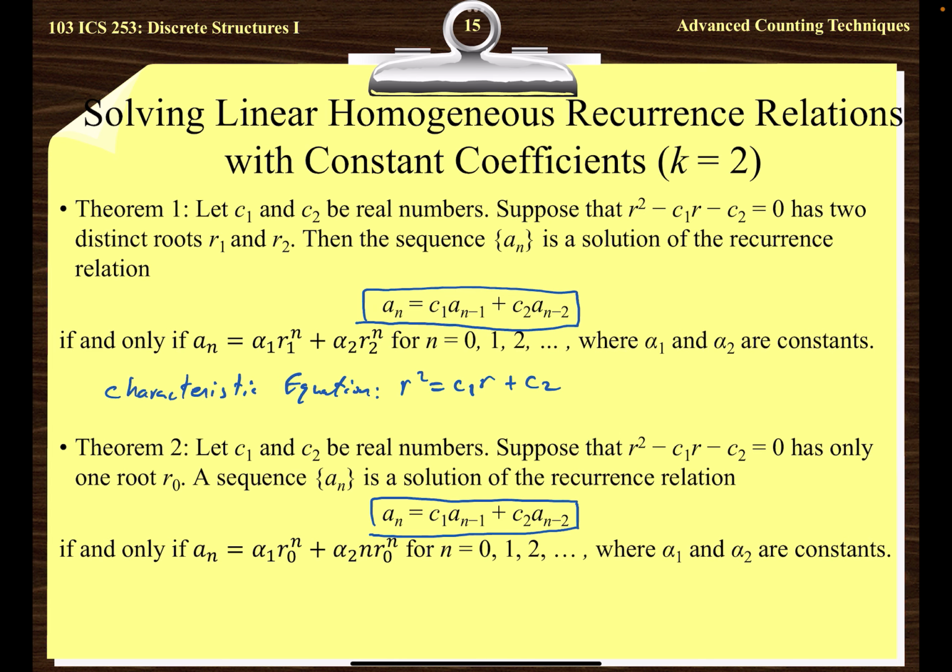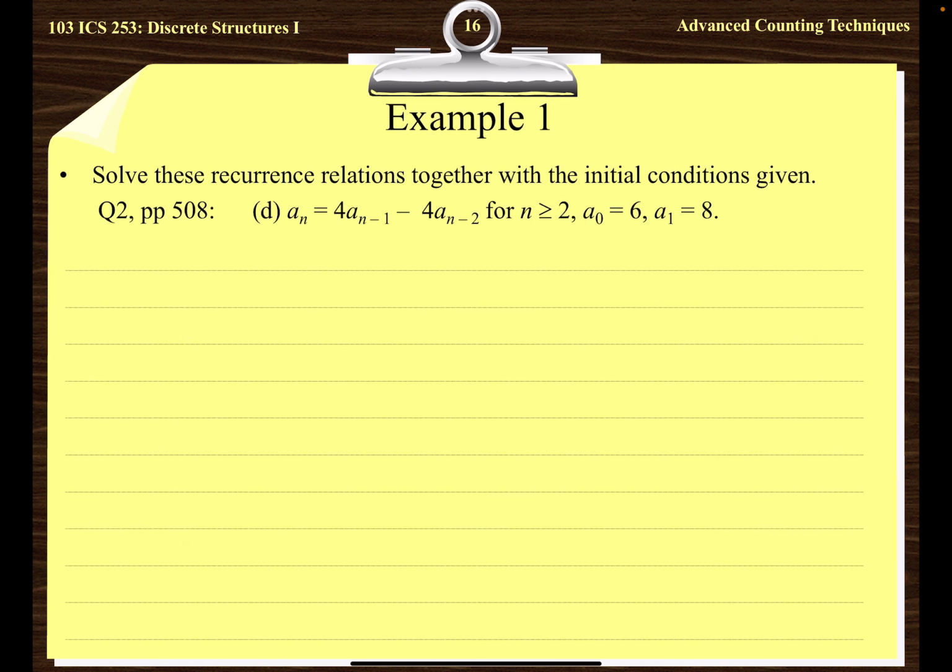So let's take an example. The material of the lecture is finished, by the way. This might be the smallest lecture. So solve these recurrence relations together with the initial conditions given: an equals 4an minus 1 minus 4an minus 2 for n greater or equal to 2, with a0 equals 6 and a1 equals 8.